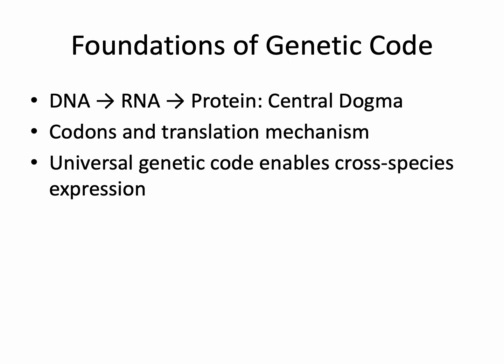As you already know, central dogma describes how DNA is transcribed into RNA and then translated into proteins. Codons, which are three-letter RNA sequences, guide this process. The genetic code is nearly universal, which allows us to express genes across species.